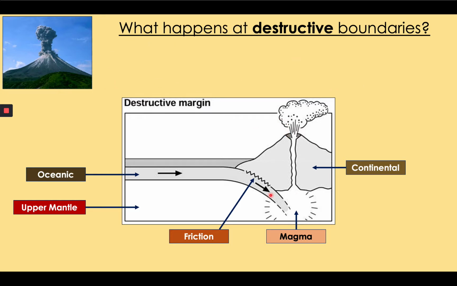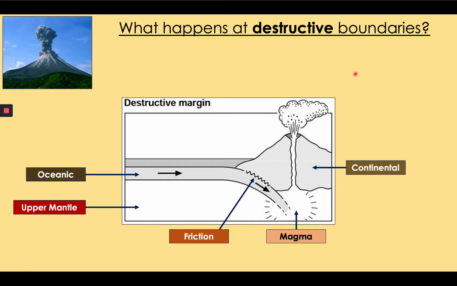This becomes a composite volcano over time, as the very viscous, thick and slow-flowing magma and ash build up to form steep-sided volcanoes such as this one, Pinatubo in Philippines.